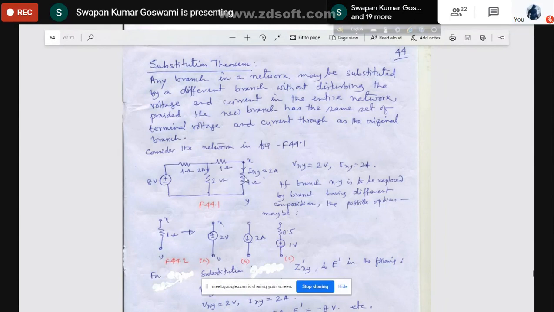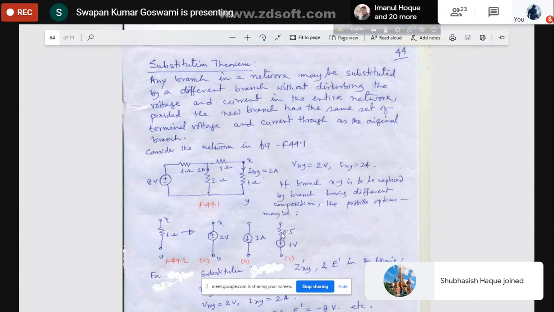Similarly, you can substitute this branch with this branch having a current source. What is the value of the current source? 2 ampere. You see that here IXY is actually 2 ampere. So if you put a current source through which 2 ampere current is flowing, that means it is delivering a current of 2 ampere, that is matching with the requirement here. Current coming out of this node is 2 ampere, this current entering in this node is 2 ampere.